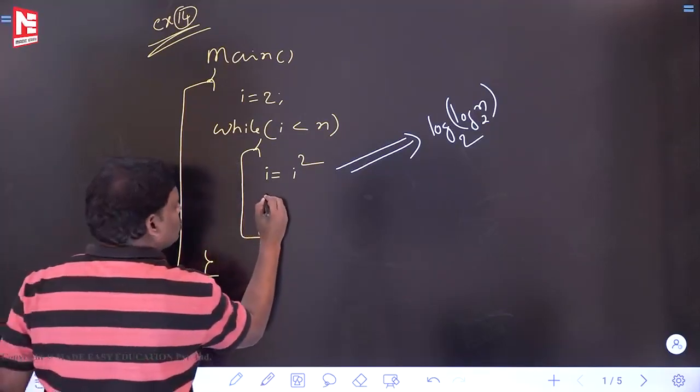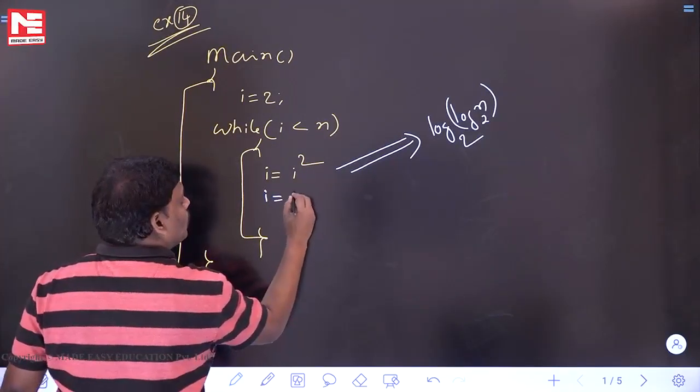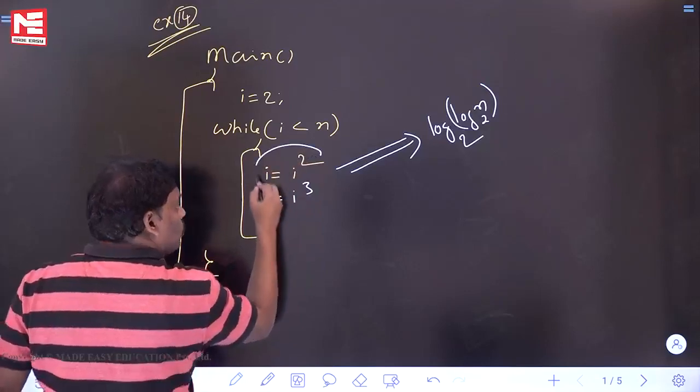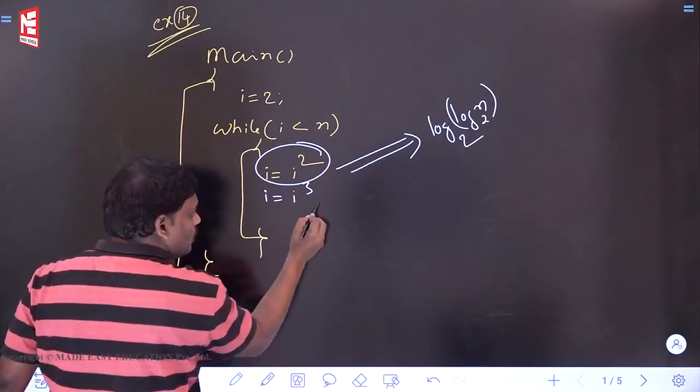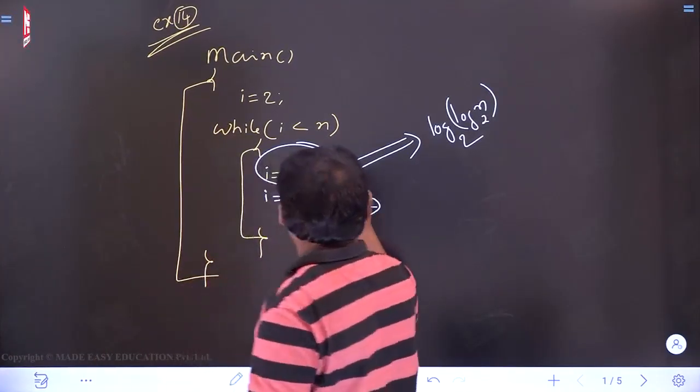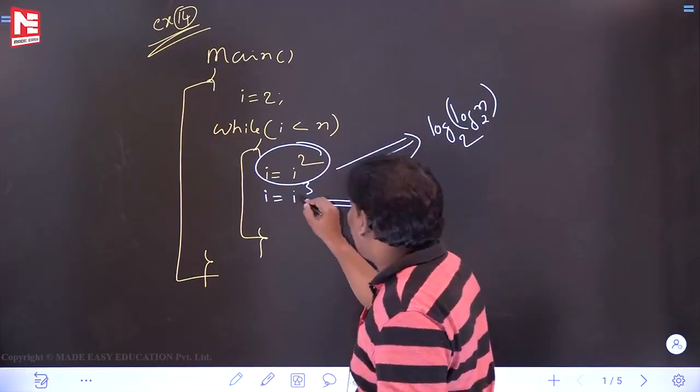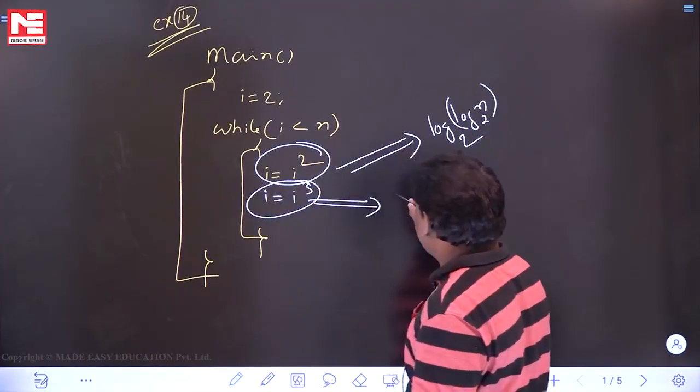Suppose assume that this is the answer. What is the answer? I is equal to I cube also. This only is there. This is the answer. Suppose assume that this only is there. What is the answer? Only this is there.